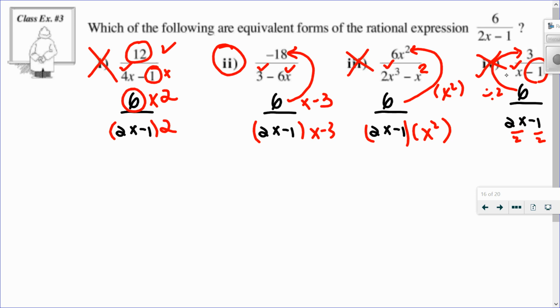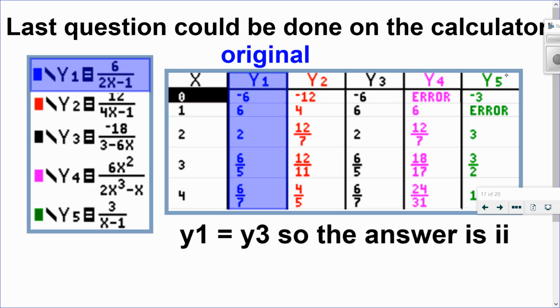Now this question, the entire question could be done on your calculator. Let me show you how. So I put the original question into y1, and here's each of those other rational expressions. Remember, the check always happens in the table. So looking at the table, I'm looking at which one of these is equal to y1. And it looks like the only one that matches up for the permissible values, because there are some restrictions, is y1 equaling y3. So you can see negative 6, negative 6, 6 and 6, 2 and 2, 6 fifths, 6 fifths, 6 sevenths, 6 sevenths. So those are equal. So I know that the answer would be what was in y3, which is this one here.